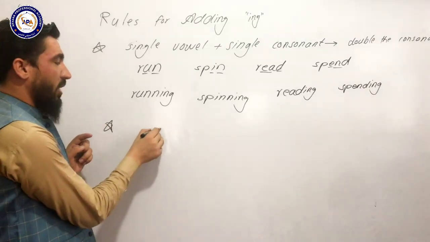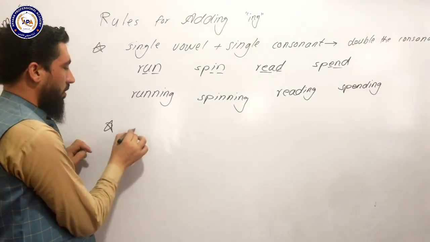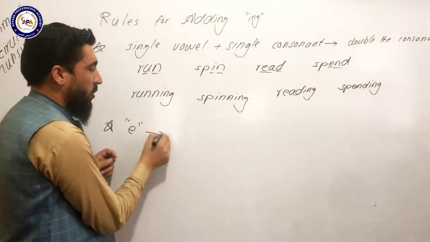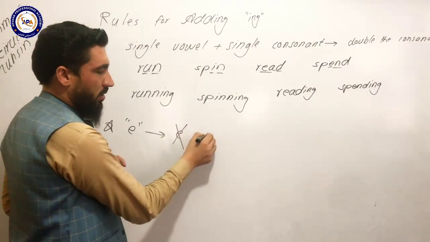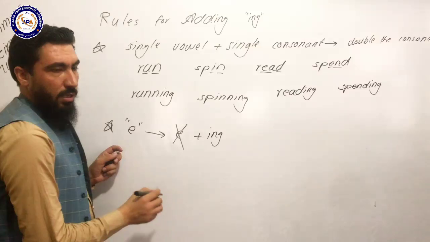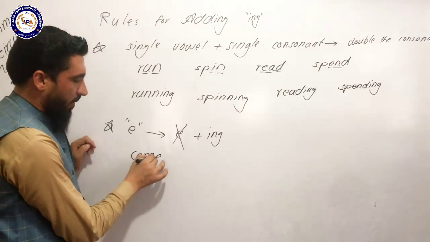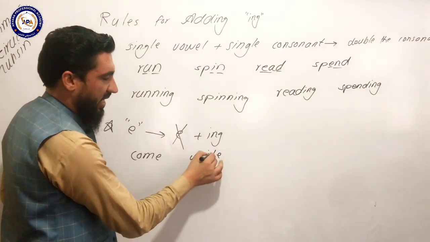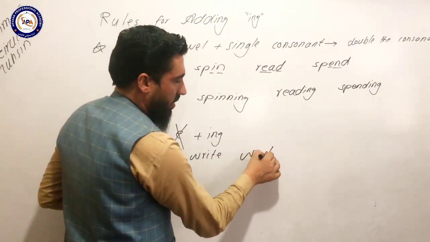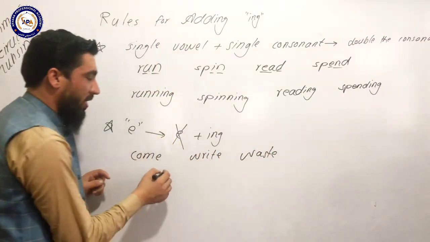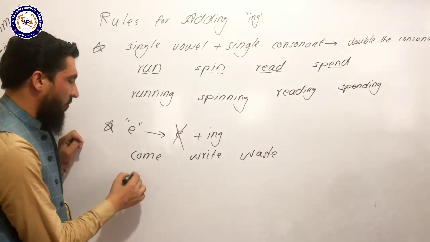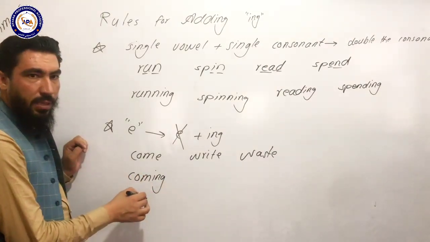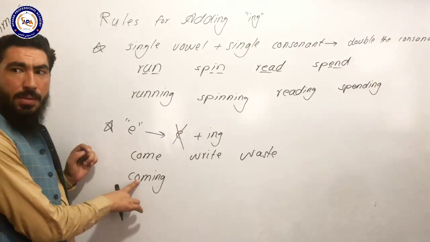Rule number 2 is for the letter E. When a verb ends in E, first we have to remove it, then add ing. Like come ends in E. Write ends in E. Waste ends in E. So first we have to remove the letter E at the end of the verb, then add ing. So the ing form is coming.